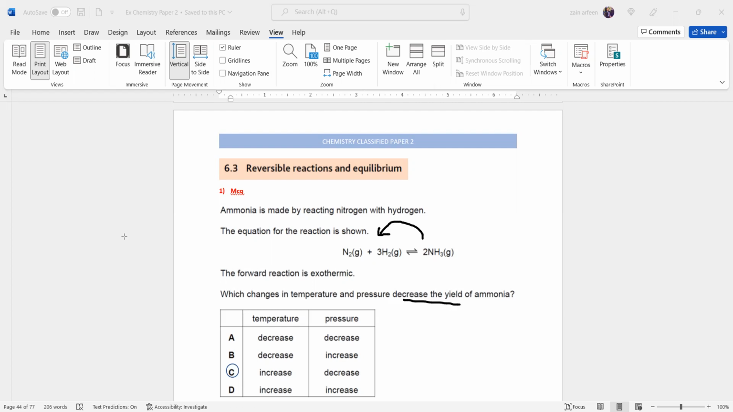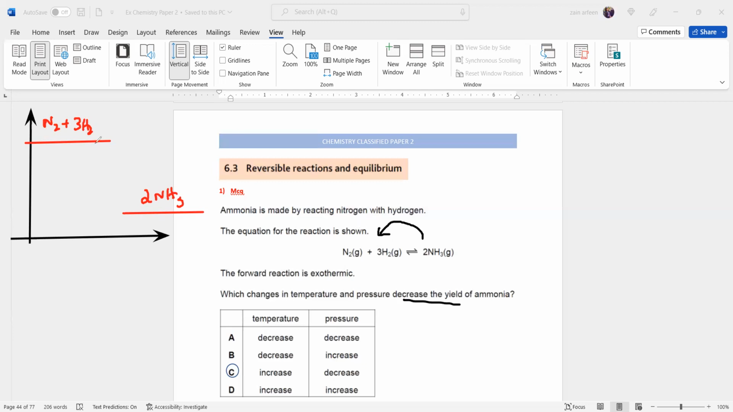Now, first, because the reaction is exothermic, the reactants have high energy and the product has low energy. So for exothermic reactions, reactants always have high energy. So N2 and 3H2 will have high energy as compared to 2NH3. Because we want to decrease the yield, we want to shift the equilibrium towards the left hand side.